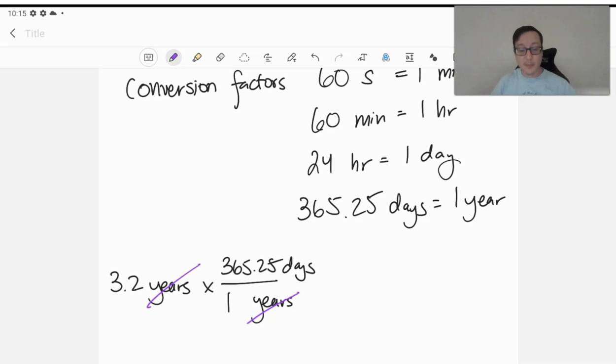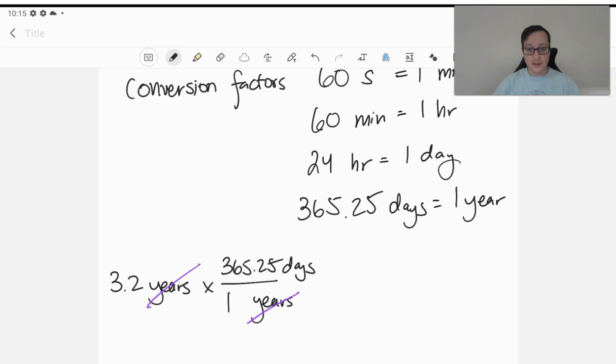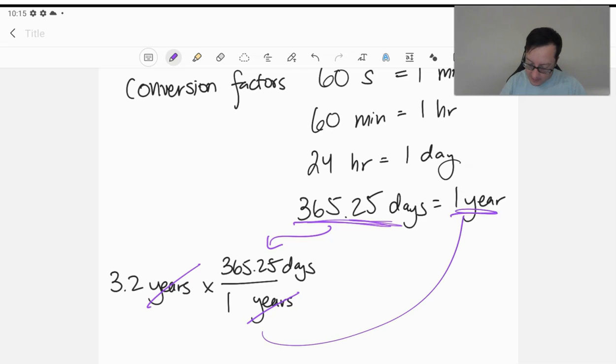Doing this, if we stopped here and did the calculation, we would see how many days are in 3.2 years, and we would have that number available to us. But that's not what we're interested in. We're not interested in days. We want seconds. So we got to keep going. Notice, by the way, that I've kept the numbers together. That 365 was days and 1 year. That goes on the bottom. So we keep the number on our conversion factor with the unit it corresponds with.